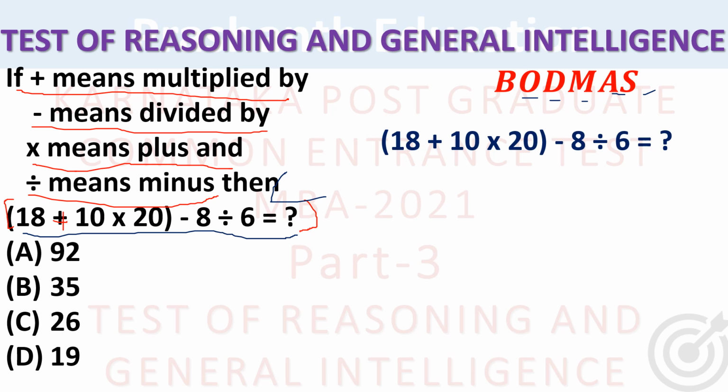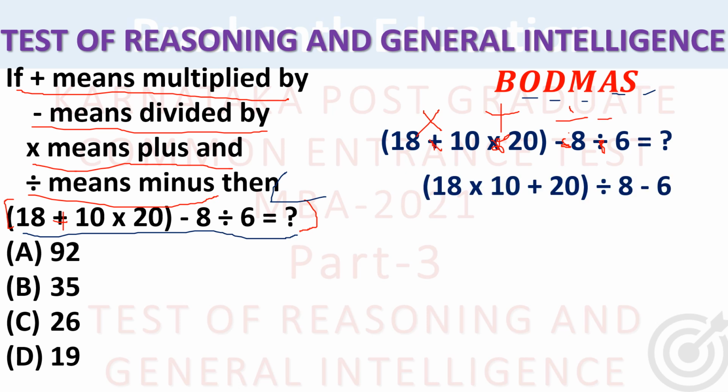So I have written it: 18 plus 10 into 20 minus 8 divided by 6 is equal to what they are asking. Now here they are telling us plus means multiplied by, so this will go off, and this will be multiplication. Then multiplication means plus, so this will go off, and here plus will come. Now minus means divided by, so this will go off, and here the symbol will be divided by. Now divided by will go off and the symbol will be minus. So we have written it down.